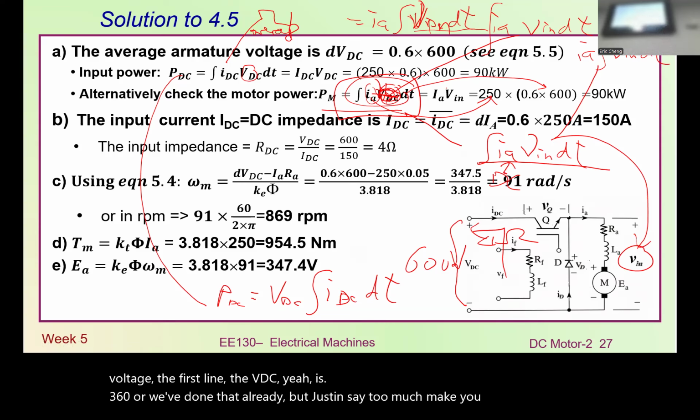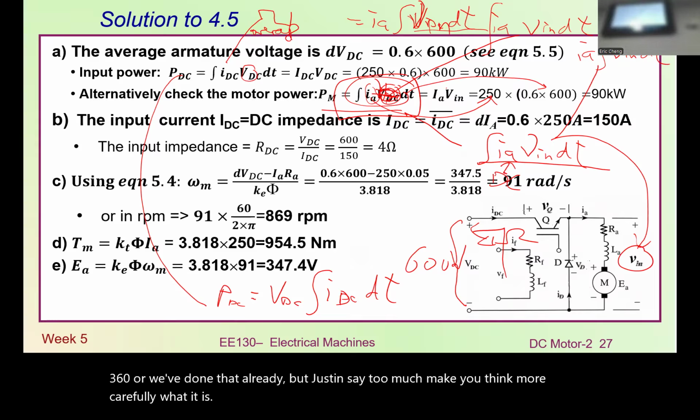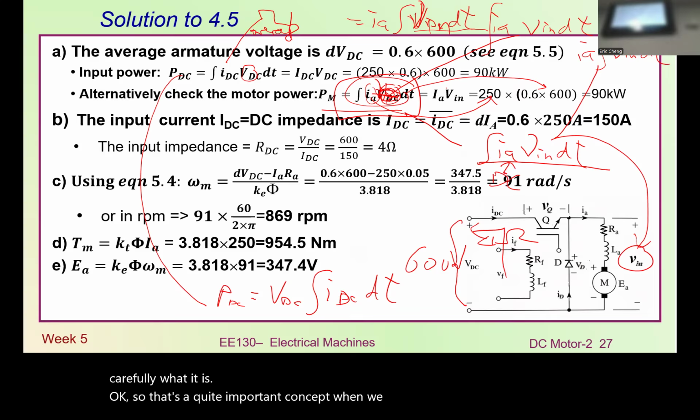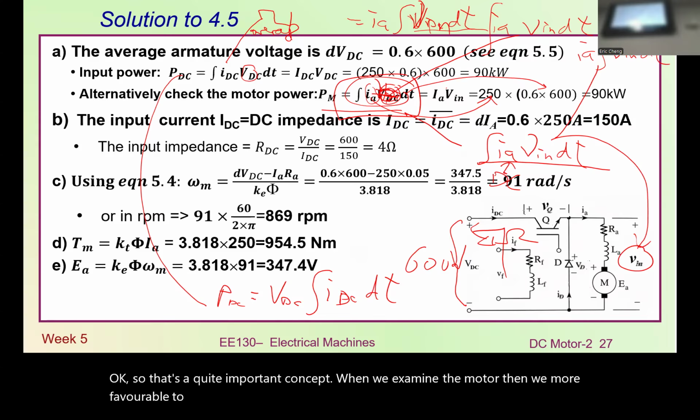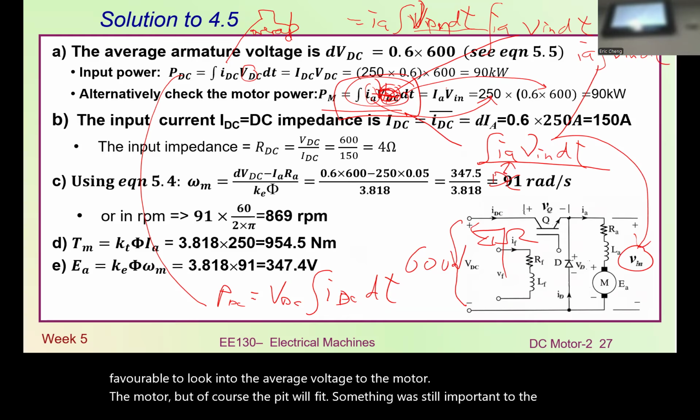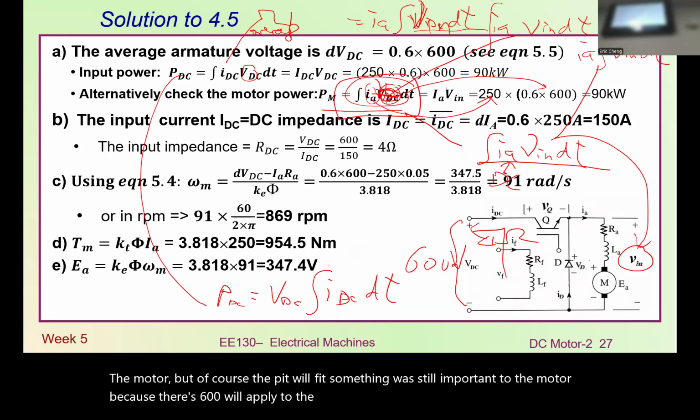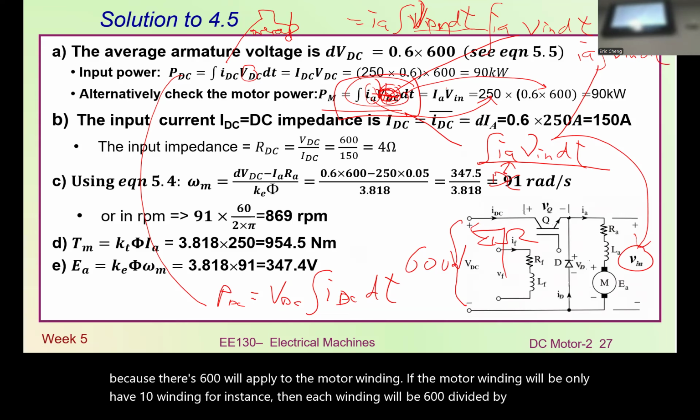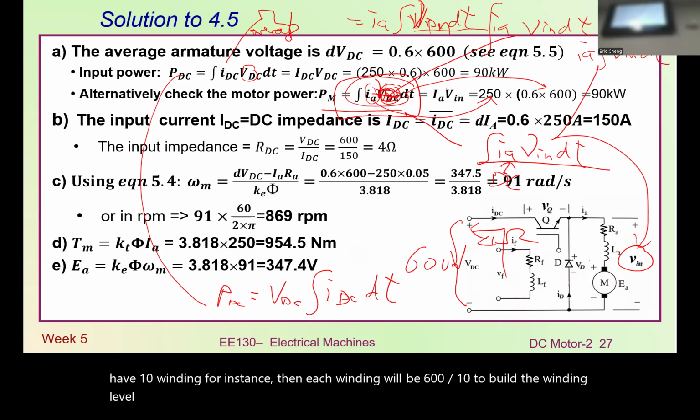It makes you think more carefully about what it is. That's quite an important concept. When we examine the motor, we favor looking at the average voltage to the motor. But of course the peak voltage of 600 volt is still important to the motor because that 600 volt will be applied to the motor winding. If the motor has only 10 windings, for instance, then each winding will see 600 divided by 10, so 60 volt. We need to make sure that the winding is able to stand this 60 volt voltage spike, or voltage rating.